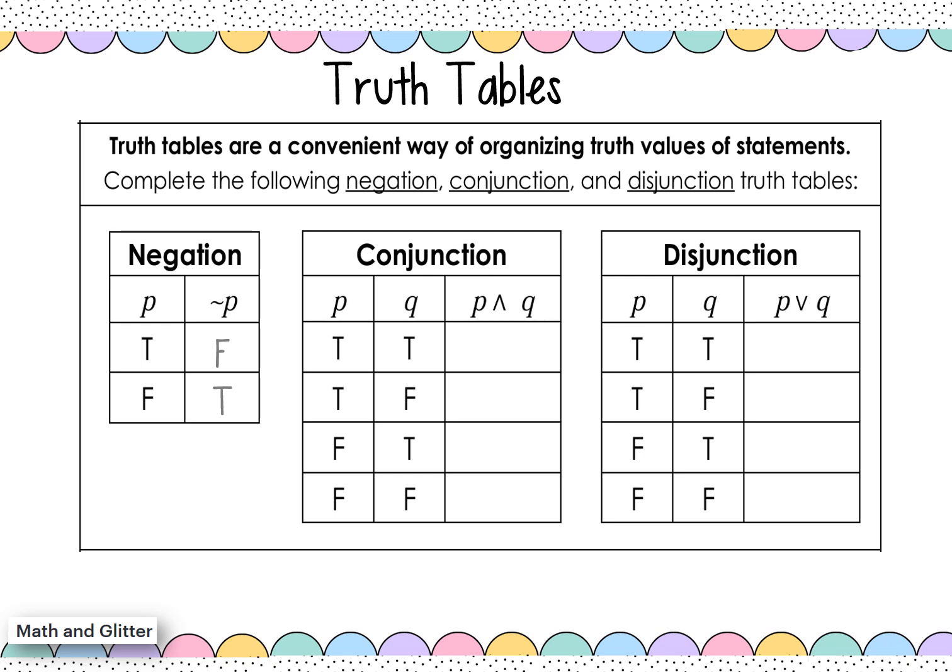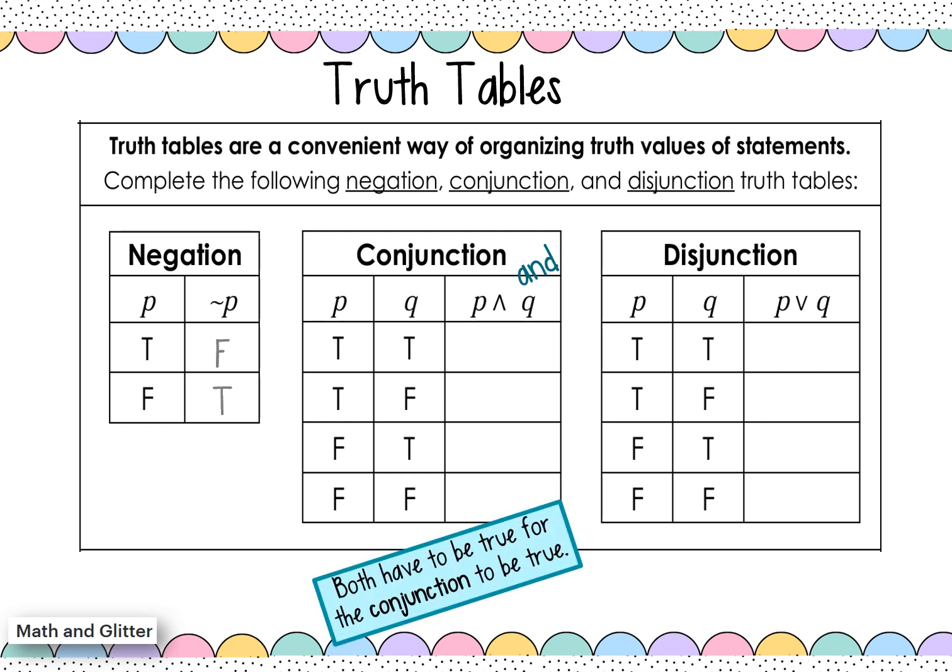They switch truth values. Conjunction is next, and that is and. To be true, they would both have to be true. So if P is true and Q is true, it's true, but the rest of them will be false because they both have to be true in order to be true.